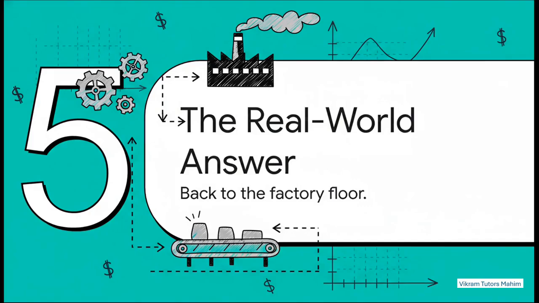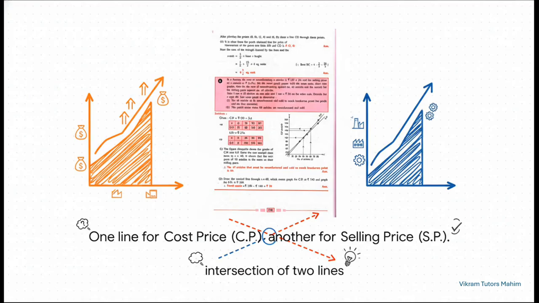Pretty cool. Awesome. So now that we've got the skills, we can finally go all the way back to the beginning, back to that factory floor, and figure out their break-even problem once and for all. So here's that graph again. It's actually pretty simple when you break it down.